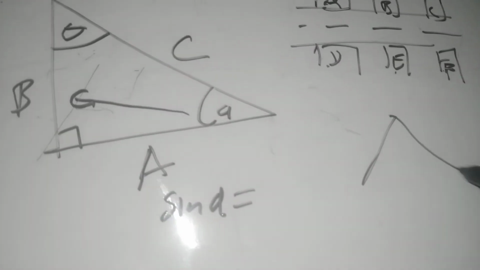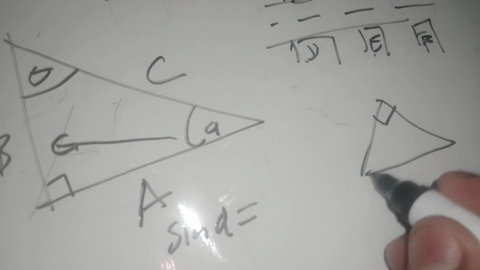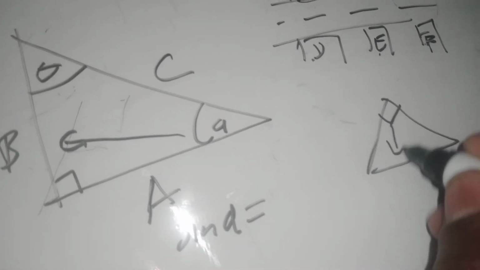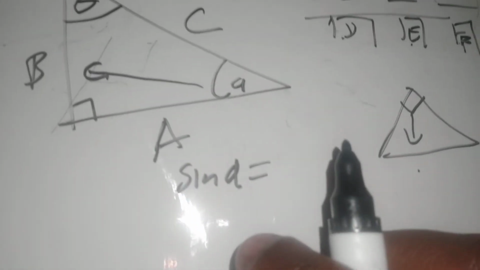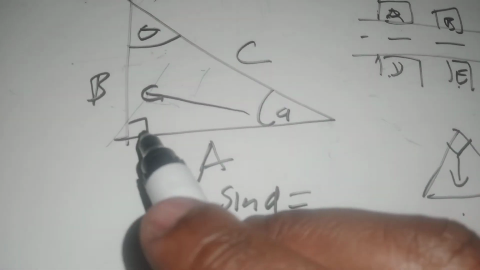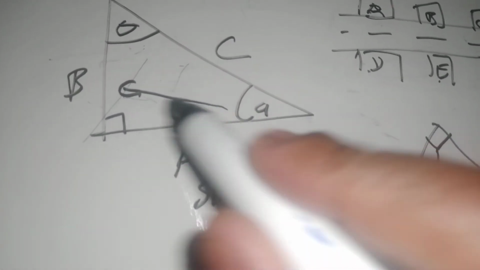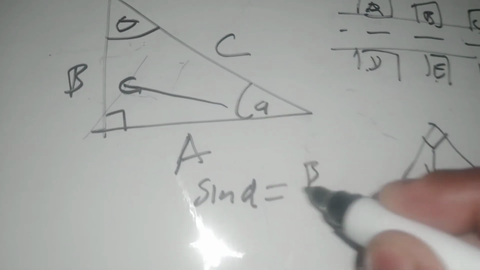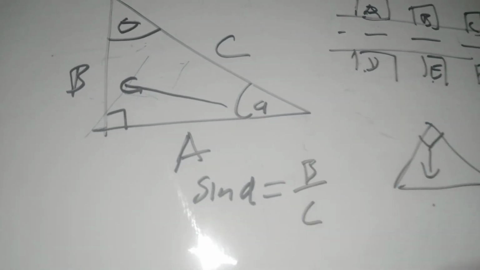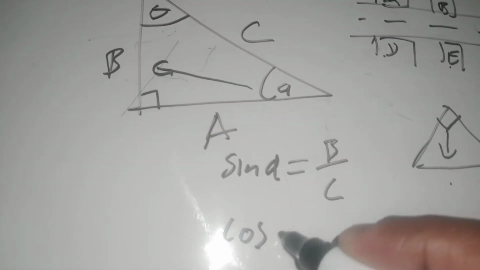For instance, we can get a triangle like this. Which one is the hypotenuse? The hypotenuse is this side because the right angle is directly facing it. Wherever the right angle is directly facing is what you call the hypotenuse. So our C is going to be our hypotenuse. Sine is opposite over hypotenuse, so opposite is B, our hypotenuse is C.